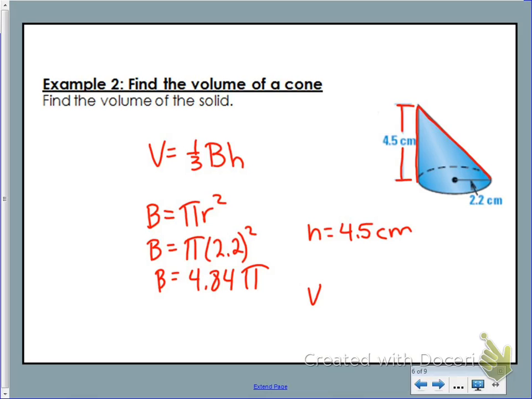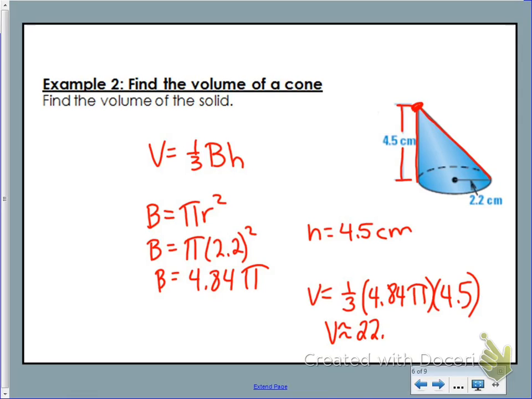So now we're going to plug into our formula. Don't forget, anytime it meets at a point and doesn't have two congruent bases, I need that 1/3. So 1/3 times 4.84 pi times the height of 4.5 is going to give me the volume of this cone. So this should be approximately 22.81 cubic centimeters.